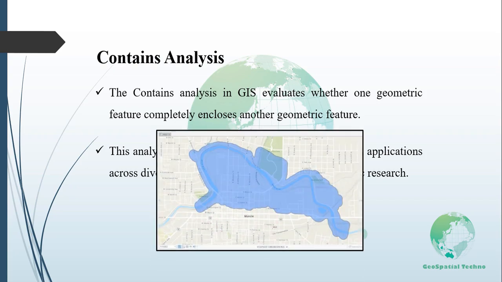For instance, when analyzing land use, a city boundary may contain various neighborhoods, parks, and commercial districts, meaning that these areas fall entirely within the city limits. This analysis allows urban planners to assess the interactions between various land uses, ensuring efficient allocation of essential services like waste management and public transportation within the city's boundaries.